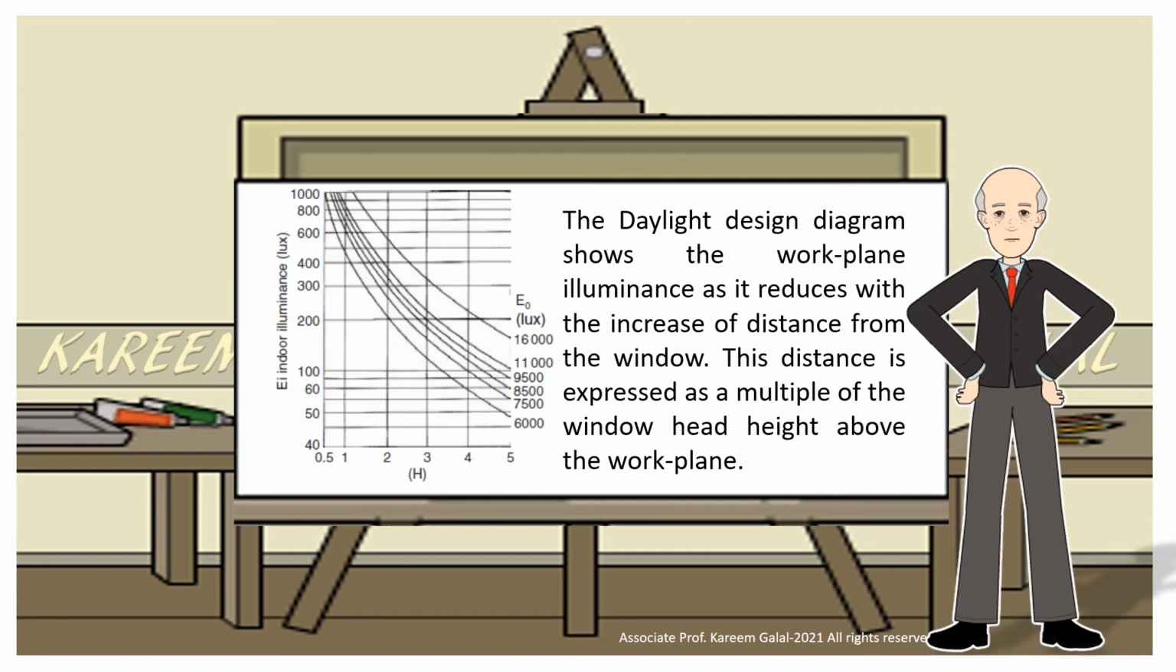The daylight design diagram shows the work plane illuminance as it reduces with the increase of distance from the window. This distance is expressed as a multiple of the window head height above the work plane.